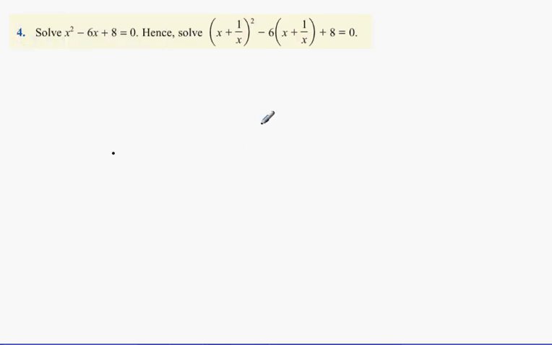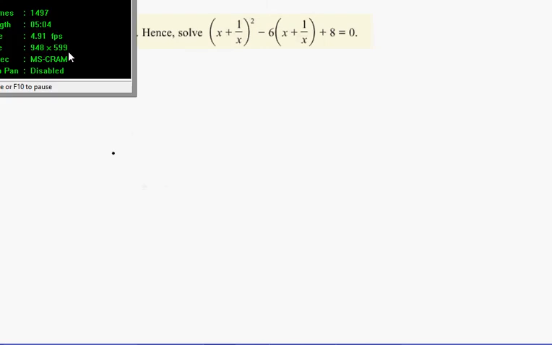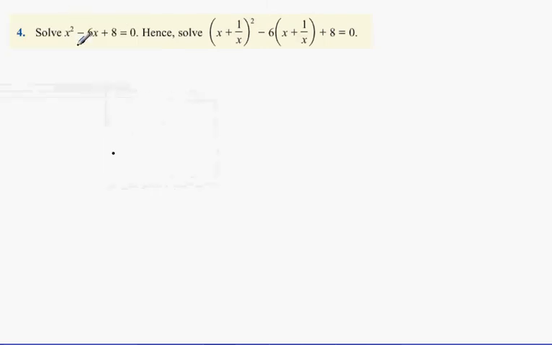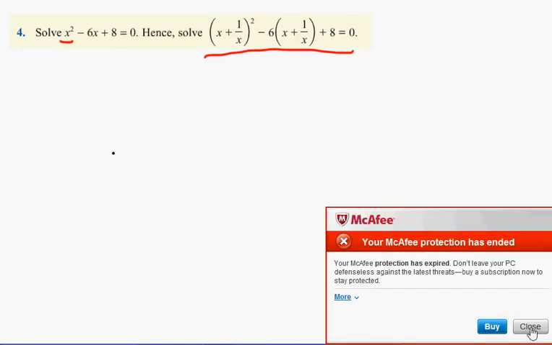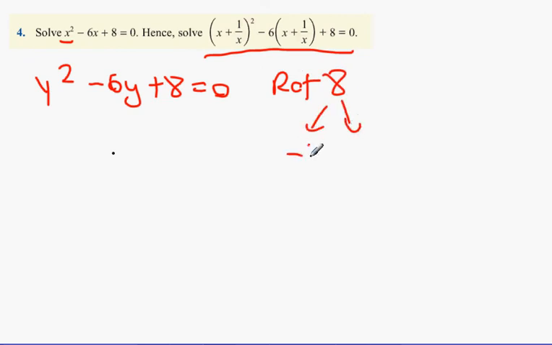Solve x squared minus 6x plus 8. Hence solve the following equations. Now, you have to remember one thing about this: these x's aren't the same values. So if they ever give you the same letter twice, to stop confusion between the x in this equation and the x in the second equation, I'm going to change the first equation into y squared minus 6y plus 8. The reference number here is 8, which breaks up into minus 4 and minus 2. We're going to get y minus 4, y minus 2 equals 0.